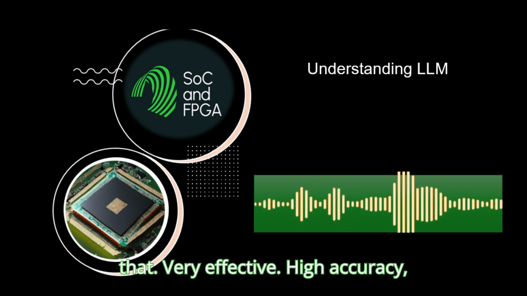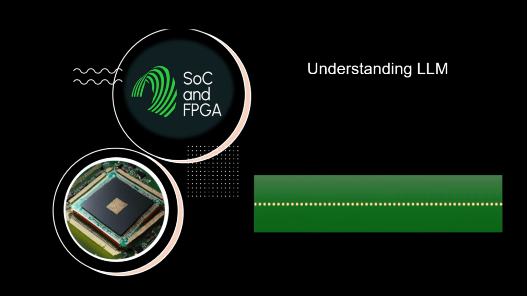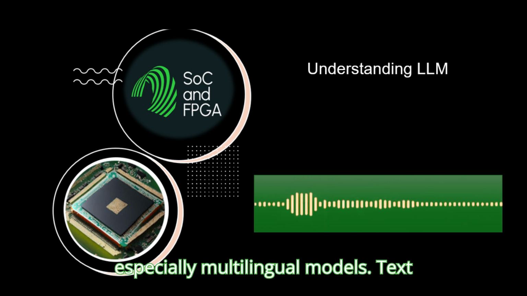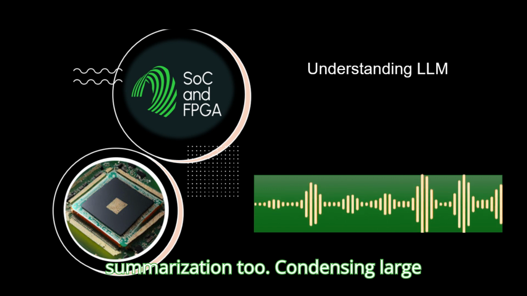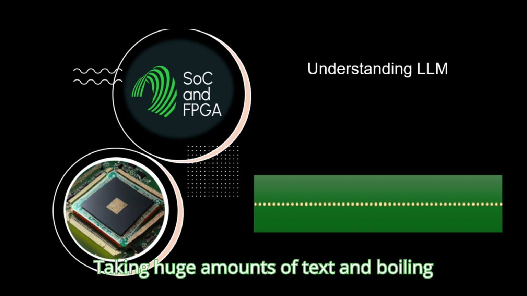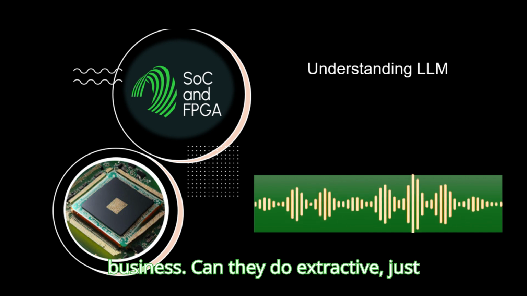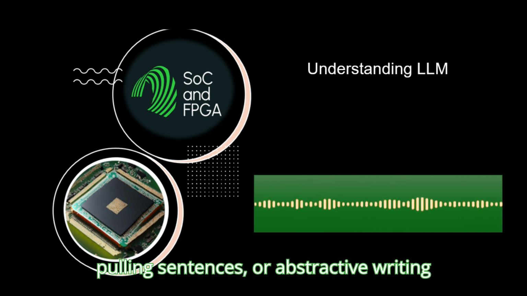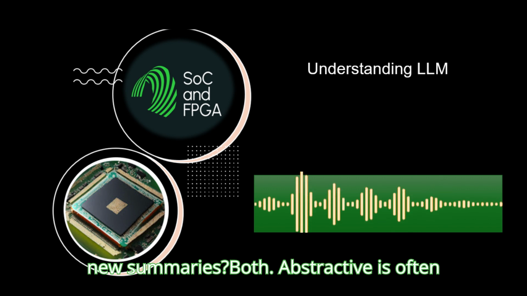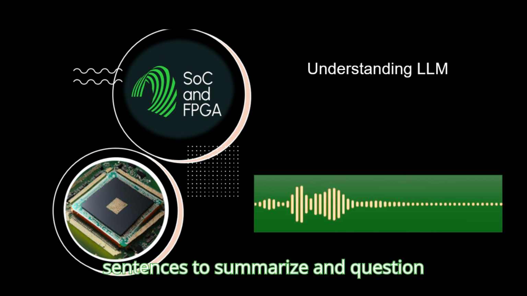In translation, they're good at that. Very effective. High accuracy, fluency, handling idioms and nuance. Really breaking down language barriers, especially multilingual models. Text summarization, too. Condensing large documents. Yeah, incredibly useful. Taking huge amounts of text and boiling it down to the essentials. Capturing the key info. Big value in research, business. Can they do extractive, just pulling sentences, or abstractive, writing new summaries? Both. Abstractive is often more sophisticated, generating novel sentences to summarize.